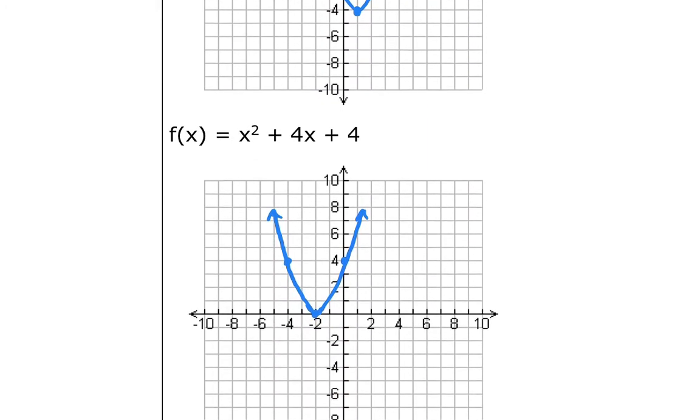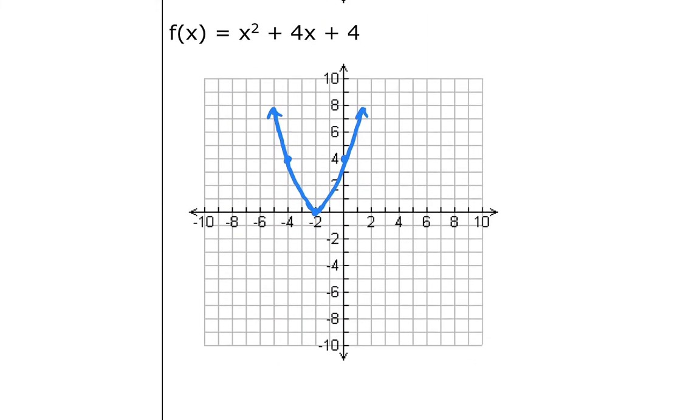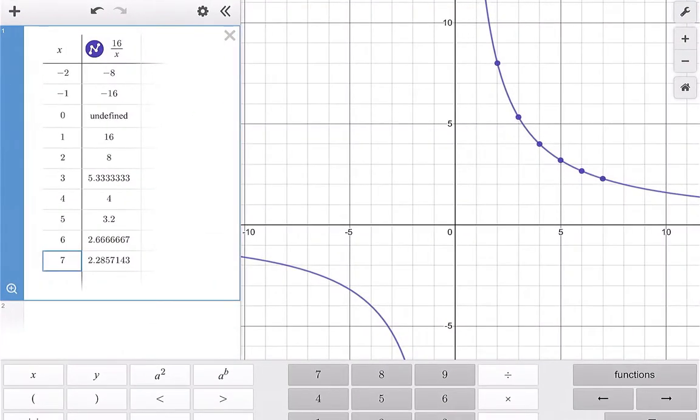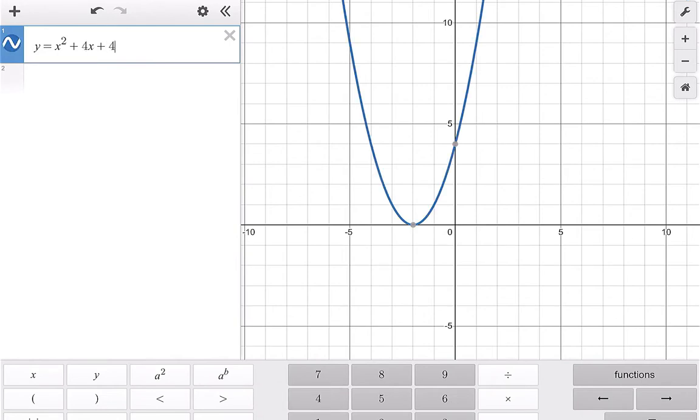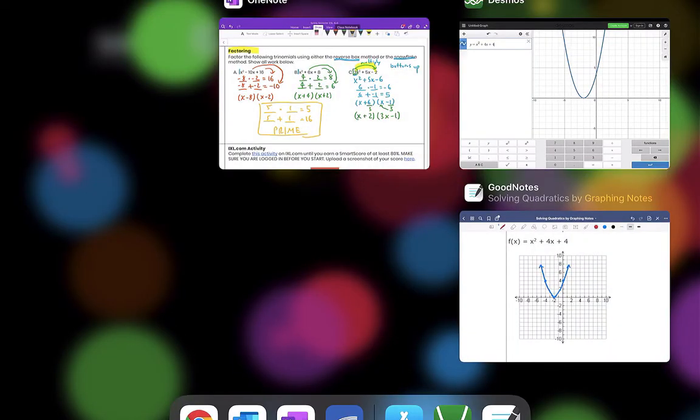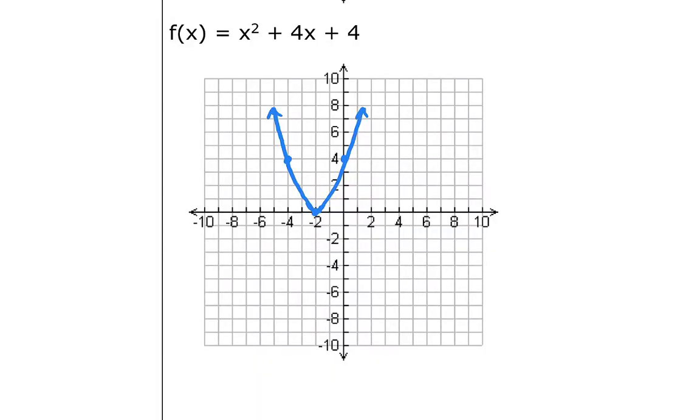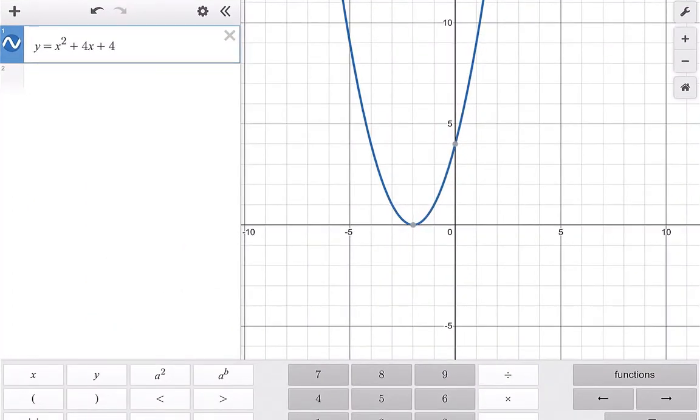Last one, x squared plus 4x plus 4. The graph looks like this. You would use your graphing calculator to do that. Matter of fact, let me switch over and show you how it looks on Desmos real fast. So I would type in y equals x squared plus 4x plus 4. There's my graph right there. Wait, did I have the same one? Sorry. X squared plus 4x plus 4. Yes. Sorry, just wanted to double check that.